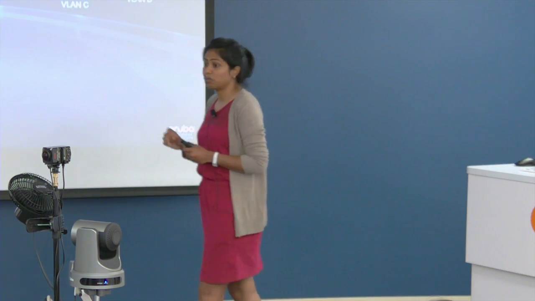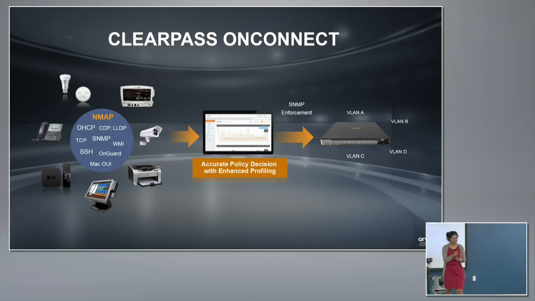With OnConnect, the whole process of doing policy, identifying what the device is, doing the policy evaluation, and doing the enforcement is independent of authentication. The way we do it is, as soon as a device connects onto the network, ClearPass gets notified by the infrastructure, using an SNMP trap, that a new device connected. And then, as soon as we know a new device is connected, we go and do our profiling.